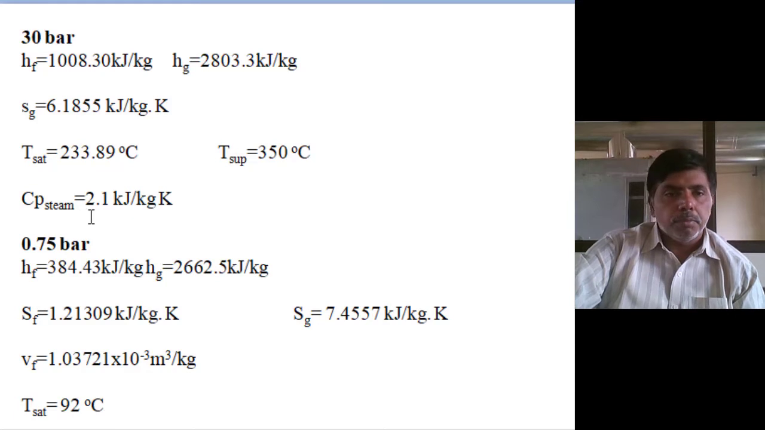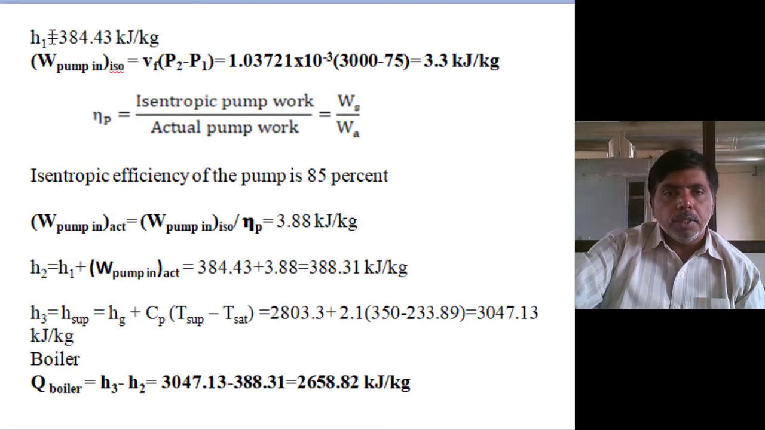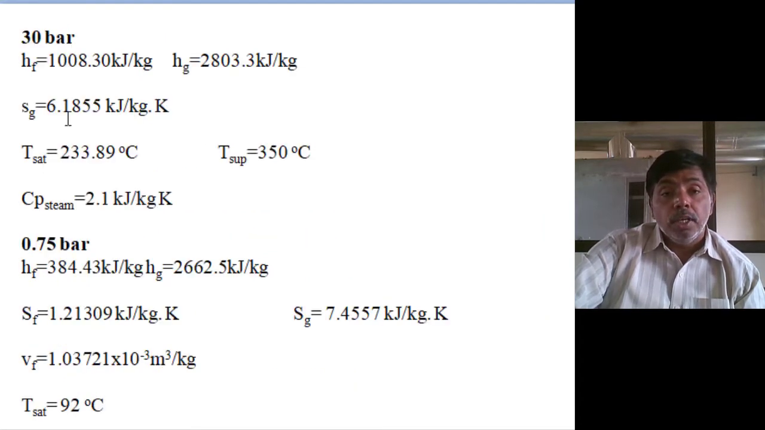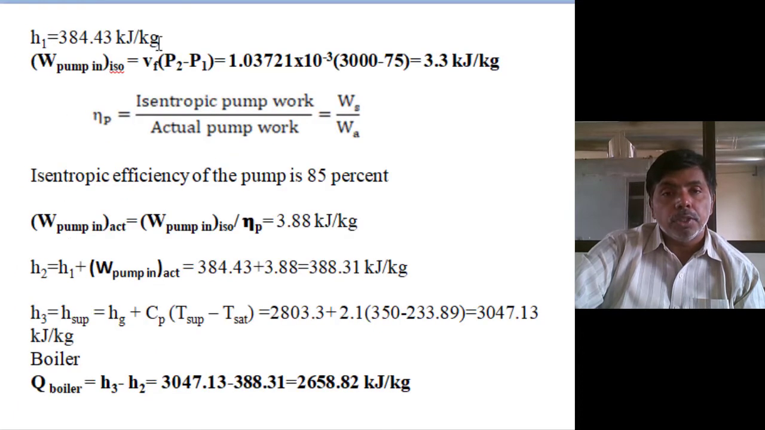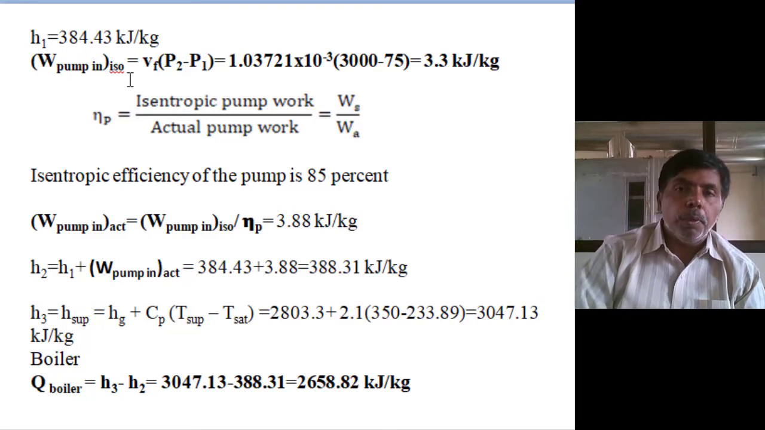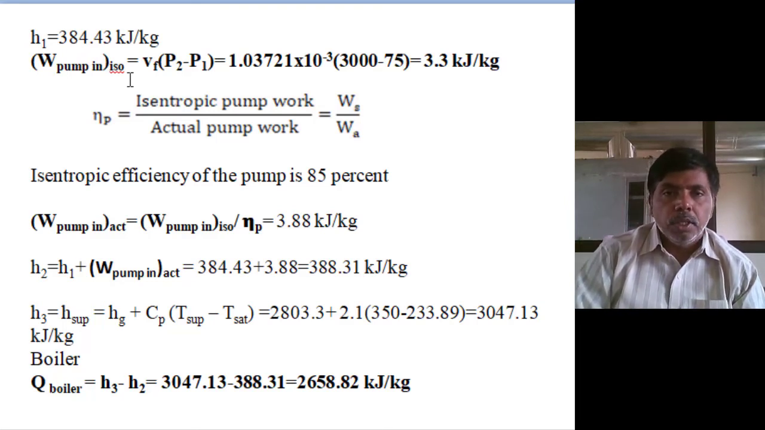Okay, same as the two problems already solved. Determine the H1 value. Extract the H1 value at 0.75 bar saturation liquid, 384.43. Next, pump work input, in isoentropic process we are assuming, so Vf into P2 minus P1, then we get 3.3 kilojoules per kg.